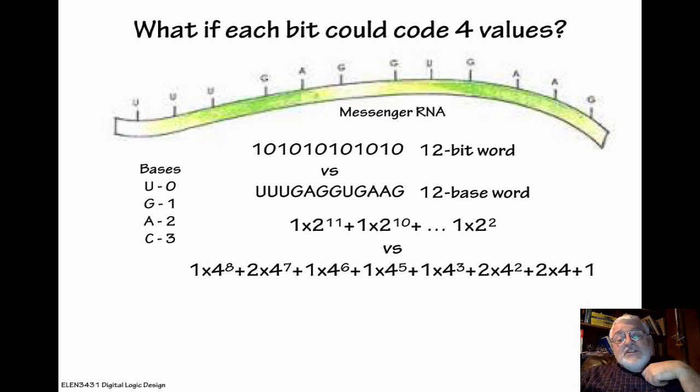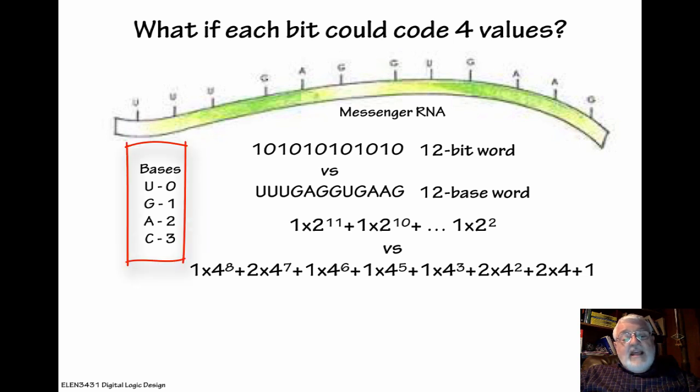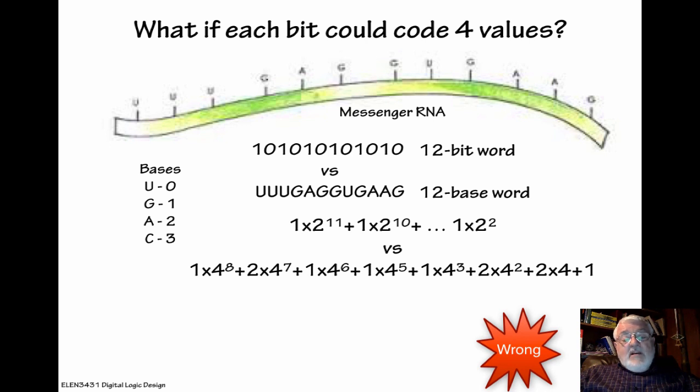UUUGAGGUGAAG. Of course, I just found that little graphic somewhere, and I probably should have made it simple. The bases, U, we're going to set 0, G 1, A 2, and C 3, just to keep them straight. And if we look at that 12-base word, it's going to be represented down there in the bottom, the 1 times 4 to the 8th, 2 times 4 to the 7th, 1 times 4 to the 6th, 1 times 4 to the 5th, and so on and so forth.